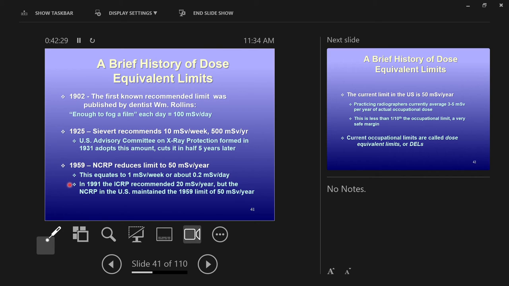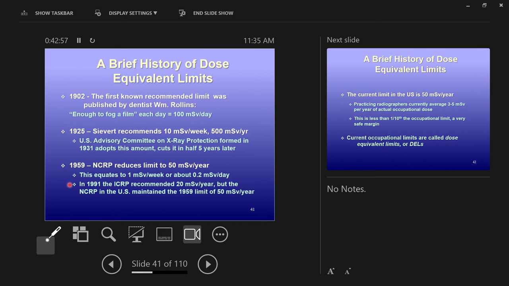Fast forward to 1991, the ICRP, which is the International Council on Radiation Protection and Measurement, recommends dropping it, but the United States NCRP says, no, we like it where it's at. So 50 millisievert per year was established in 1959 and has not changed since. This is your dose equivalent limit as a radiographer.